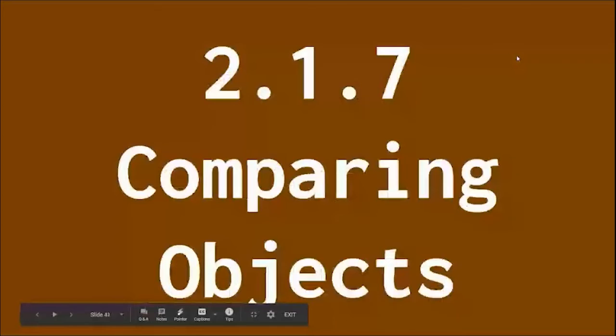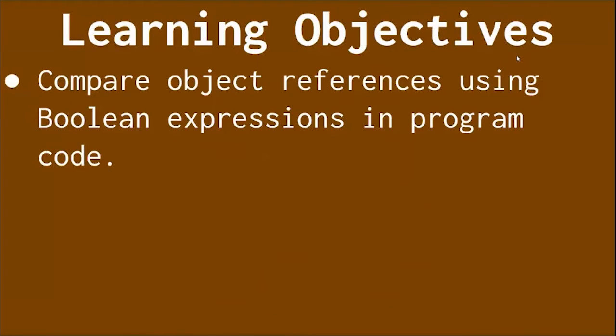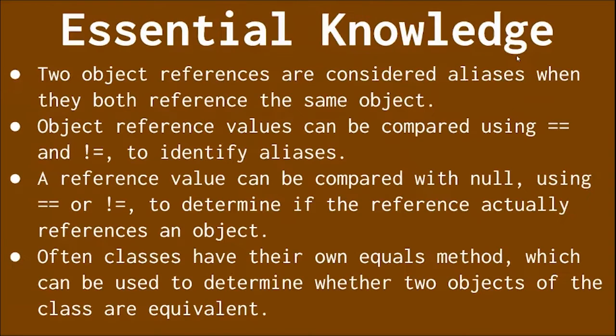So we are on 217, which is comparing objects. I kind of talked about this already. It says right here, compare object references using Boolean expressions in program code. And then it says two object references are considered aliases, or sometimes called pointers.